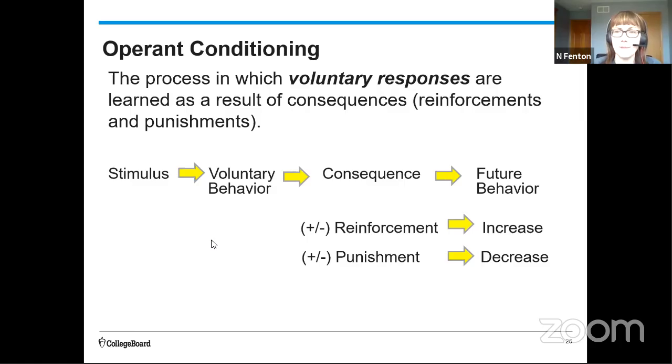Skinner also talked about timing in the same way that Pavlov studied timing with classical conditioning. He found that it works better if the consequence comes sooner, like immediately for the mouse. Even with people, immediate reinforcers and punishments have more effect on future behavior than delayed ones.